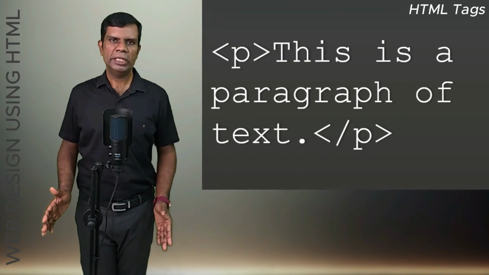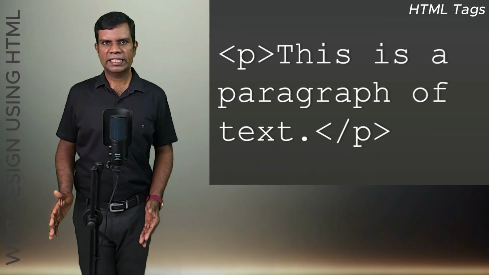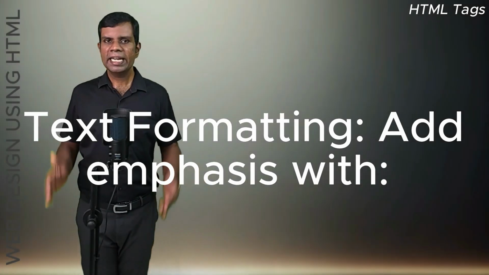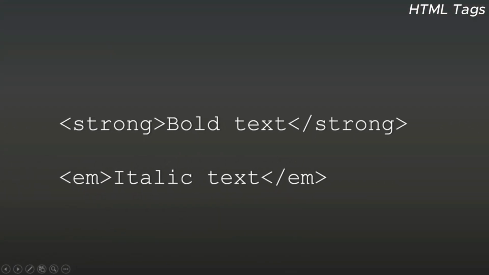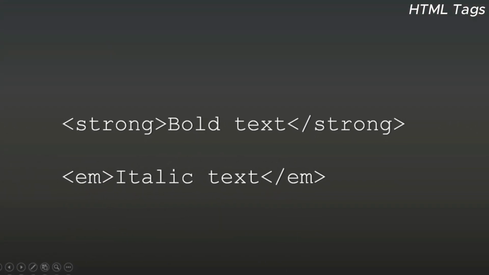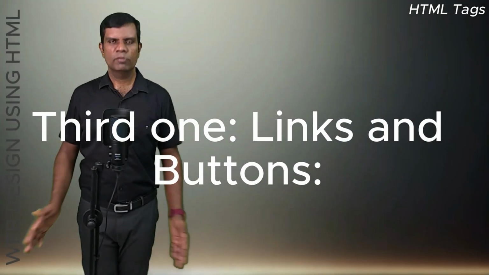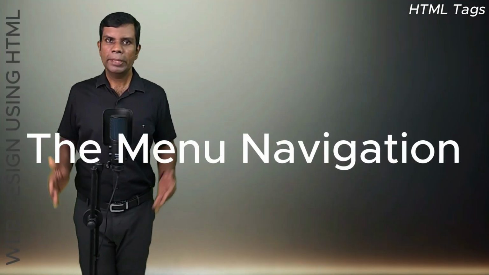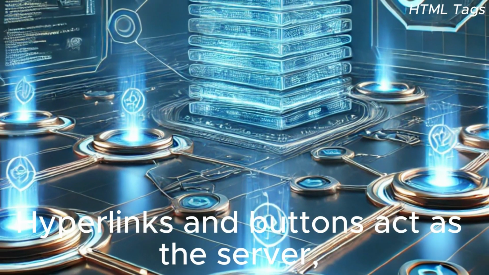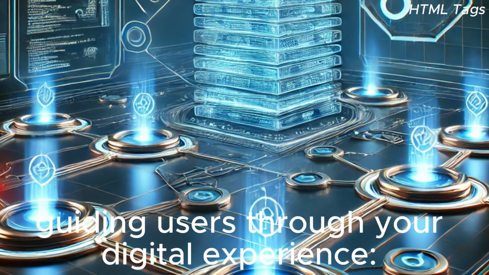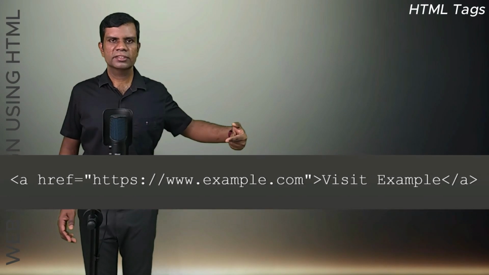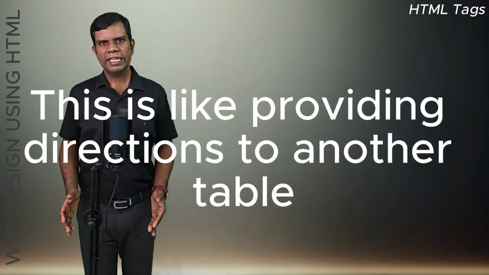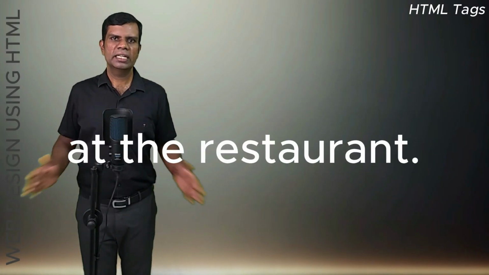<p>This is a paragraph of text.</p> Text formatting. Add emphasis with. Third one, links and buttons. The menu navigation. Hyperlinks and buttons act as the server, guiding users through your digital experience. Links can be expressed as. This is like providing directions to another table at the restaurant.